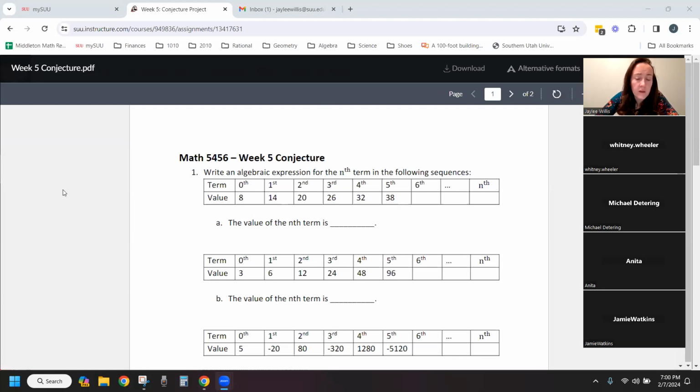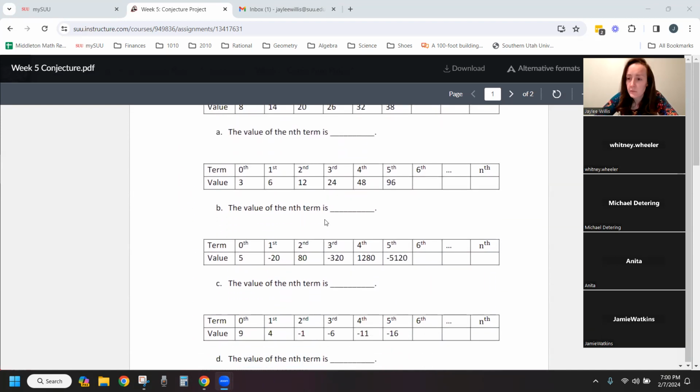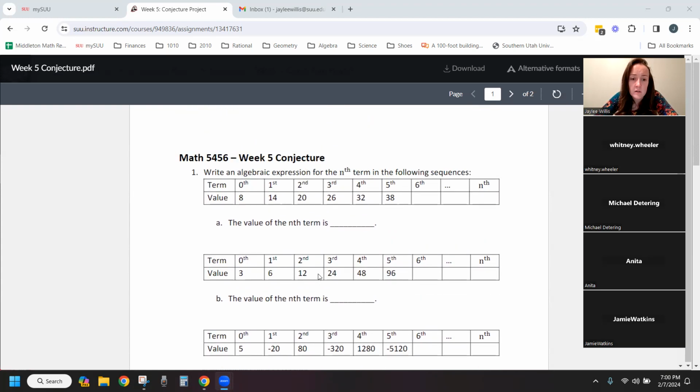So on this conjecture, you start off with a couple specific patterns. Some of the patterns have a multiplying effect, and some of them have an adding effect. Have you completed that part of the project, or do you need help with that part? I need help with all parts of it. Okay, we can do the whole thing.